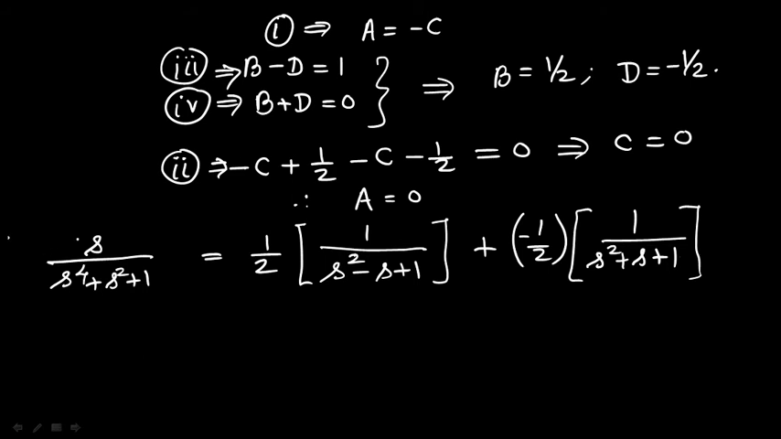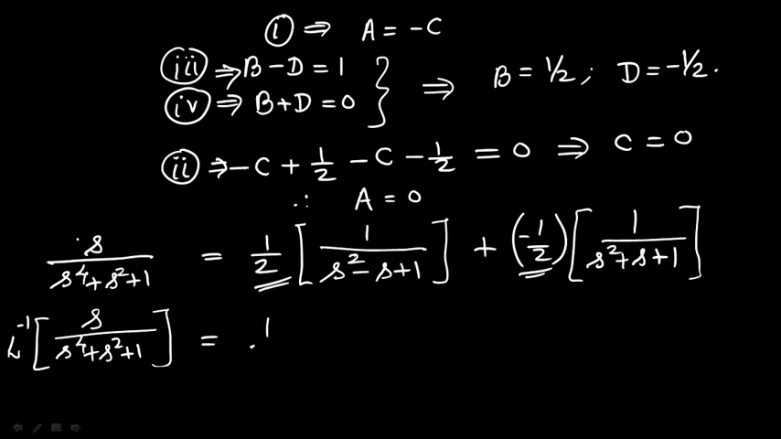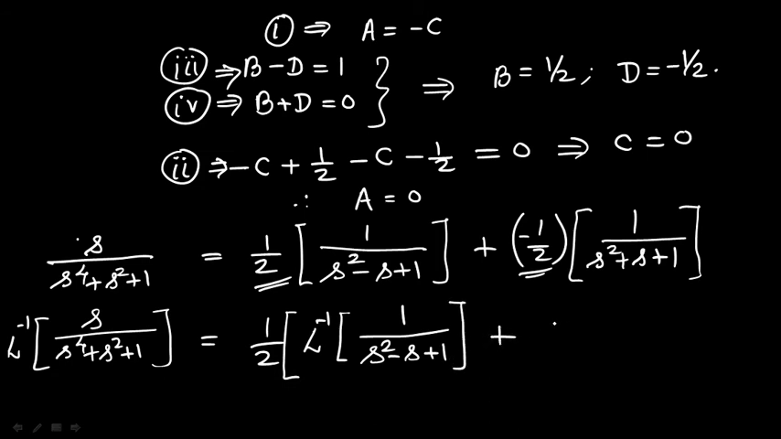Now we find out the Laplace inverse of this value. Therefore, we adjust the terms. Here 1 by 2 is taken outside, and the Laplace inverse of s upon s to the power 4 plus s square plus 1 equals, taking 1 by 2 outside, the Laplace inverse of 1 upon this term, which we adjust by completing the square. Now the second term is the Laplace inverse of, with 1 by 2 taken outside with a negative sign, 1 upon s square plus s plus 1.